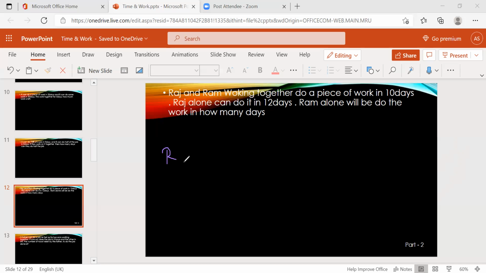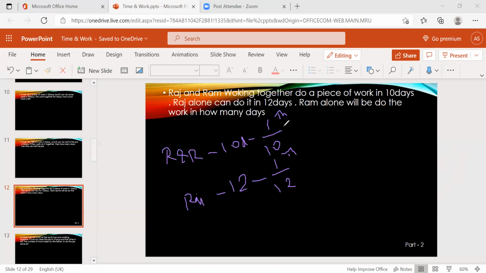So Raj and Ram in 10 days. So the rule of flip is days equal to n, and 1 day they can complete 1 by n directly. 1 day work is 1 by 10. And Raj, how many days? 12 days. 1 day work is nothing but 1 by 12.